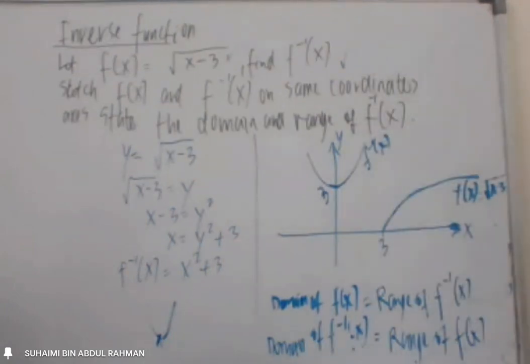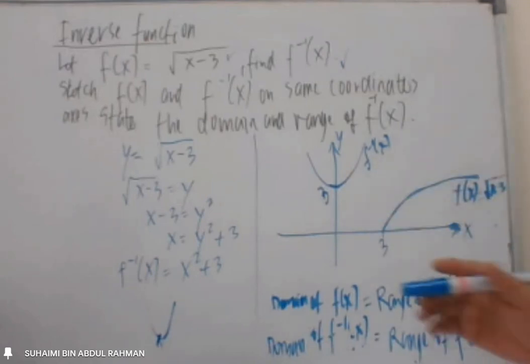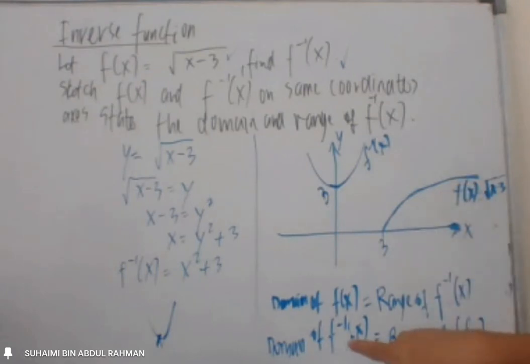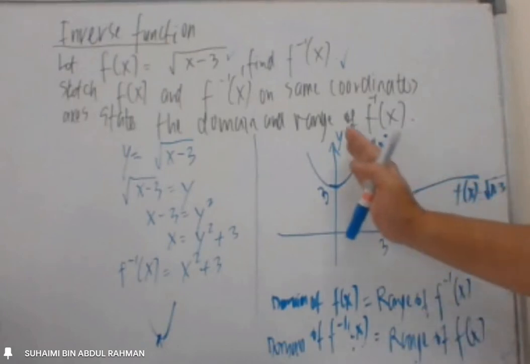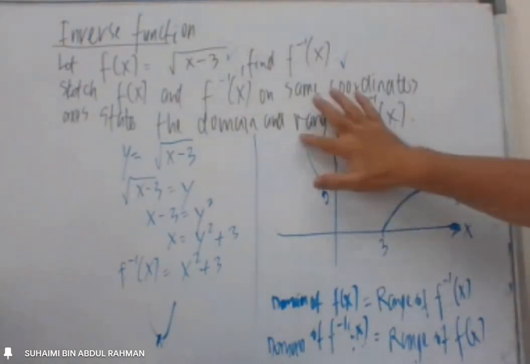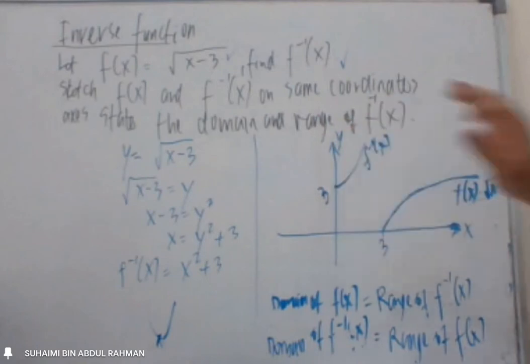Therefore, the range of the function, which is equal to the domain of the inverse, is from 0 to infinity. So the domain of the inverse must start from 0 to infinity. So we have to remove this part.